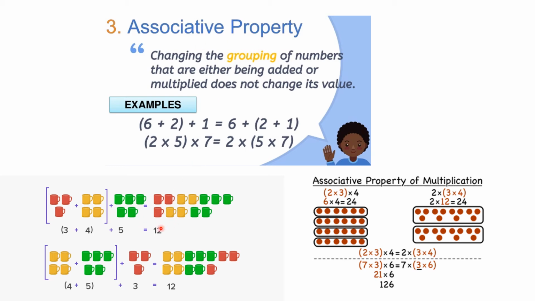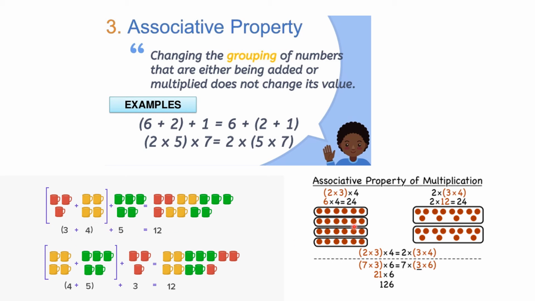You can understand this by this example also. 3 plus 4 plus 5. So first we have grouped 3 plus 4. So 3 marks and 4 marks added to 5. So we are getting total as 12 marks. But whereas here 4 plus 5 is grouped together and then 3 is added. Again we are getting it as 12. So you can understand this property very nicely by using this visually.